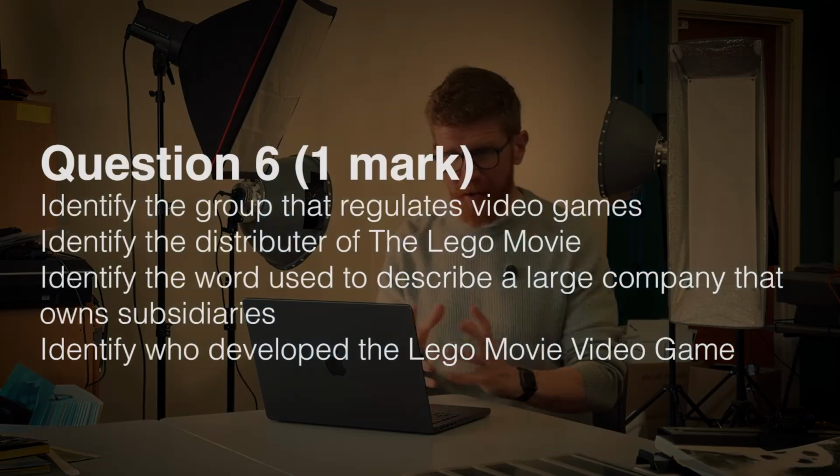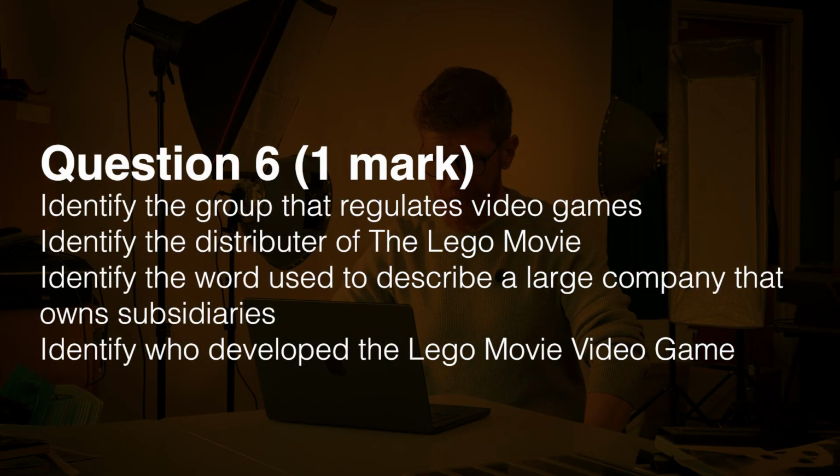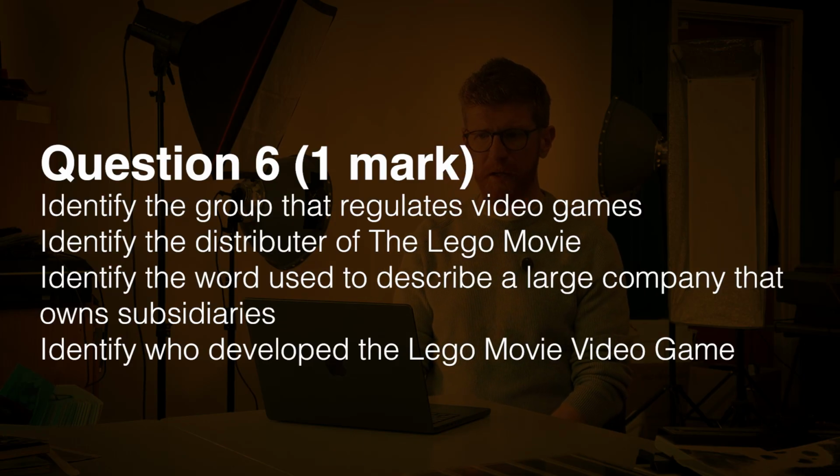What kind of question? Well, it really could be anything, like identifying who regulates film or video games, or who produced one of the products. What is meant by a word like conglomerate? Like I said, it's not worth stressing over too much. It's worth 1 mark. Much better to get that mark than not, but it's best to invest our time where it's most needed: 5, 10, 15 markers. The best thing you can do is really just spend a little bit of time to make sure you know all of the industry information for the Lego movie. Who produced it, who distributed it, who made the video game, etc.